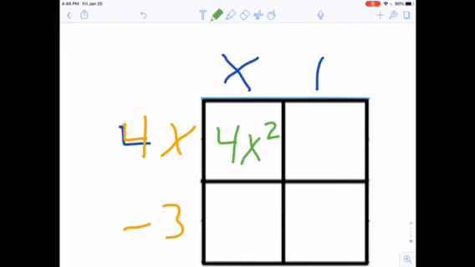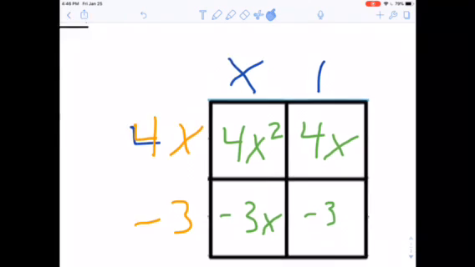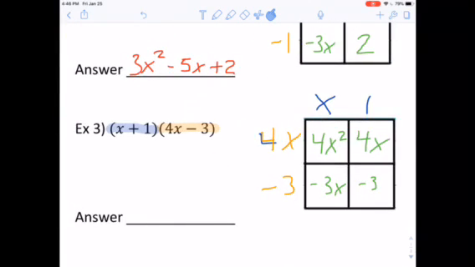4x times 1 is just 4x. Negative 3 times x, negative 3x. And negative 3 times 1 is just negative 3. I'm done multiplying. Guess I can write now my product.